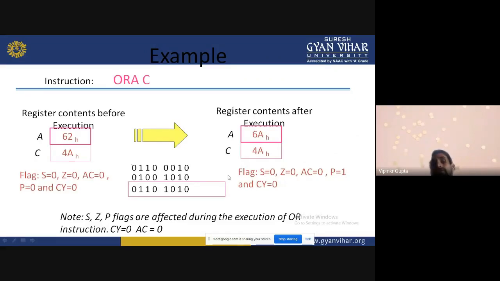So sign flag is 0. Zero flag: is our value 0? No. So zero flag is 0. Auxiliary carry is always 0. Parity flag: number of ones, 2, 3, 4. So it's an even number, so its value is 1. Carry flag is always 0. So it's 0.